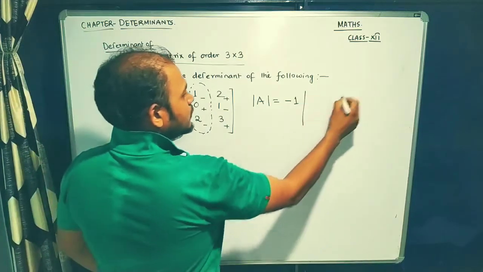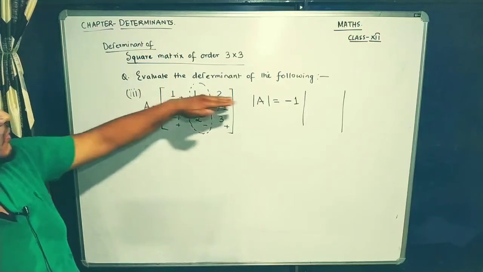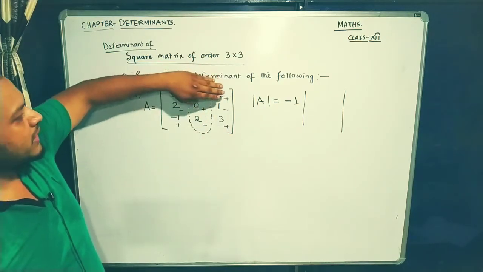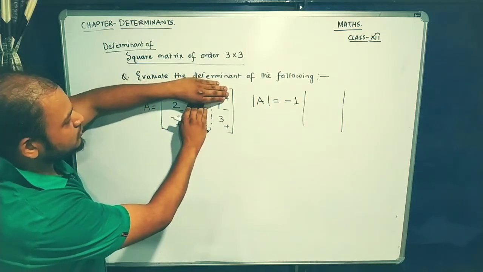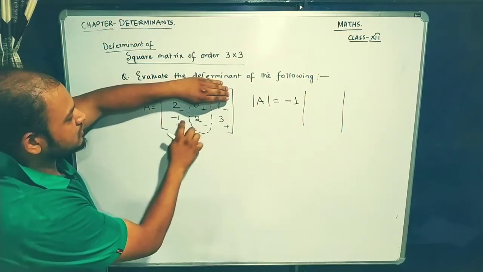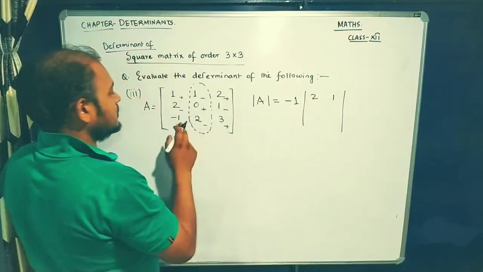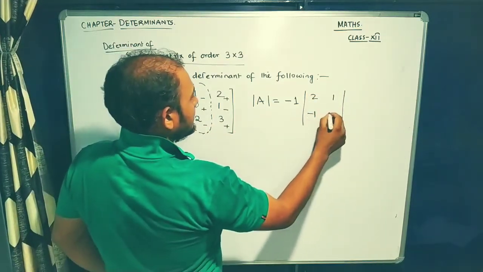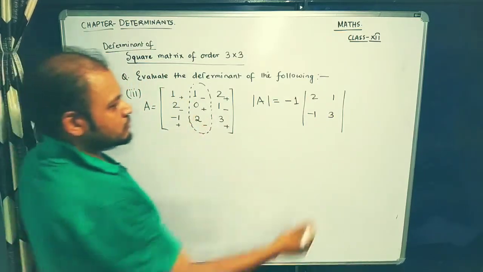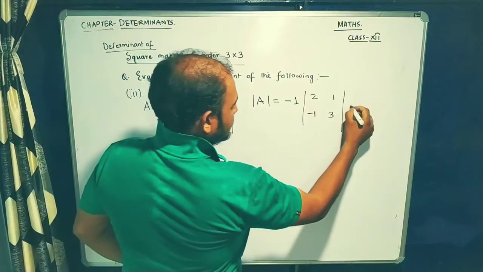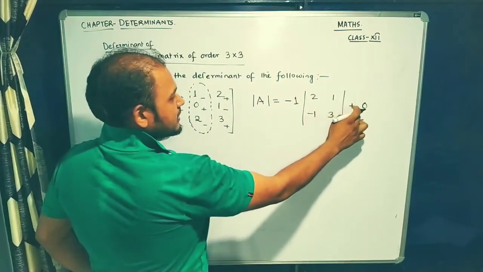Then determinant, hide the row and column. 1 belongs to the first row, second column. So hide the first row and hide the second column. Which numbers do you see now? Do you see these 4 numbers? Place them there. 2, 1 and minus 1, 3. Okay, the next element is 0. So place 0 here. See, there is a plus sign, so that is why I have used plus here.